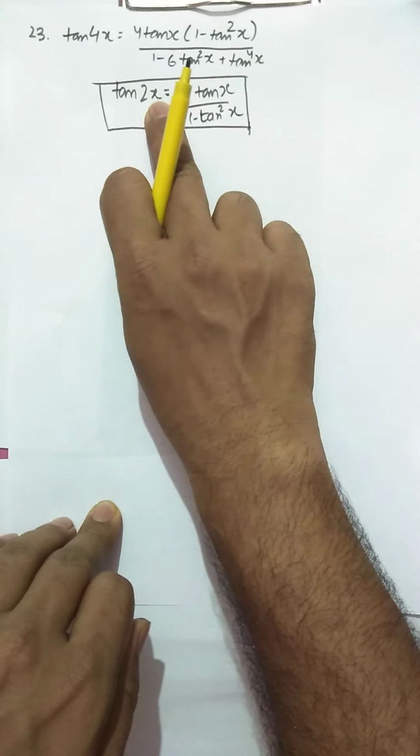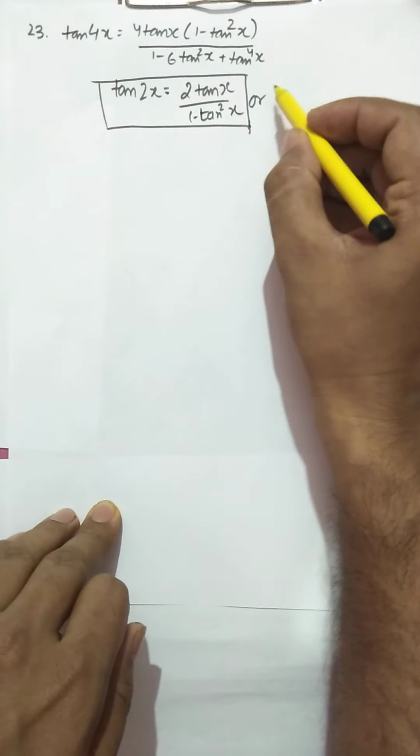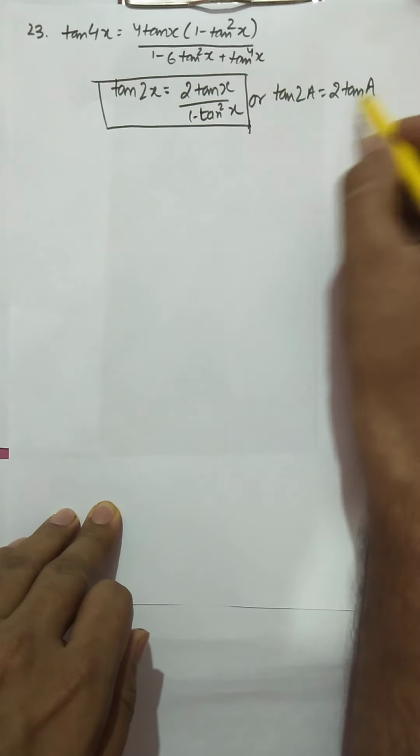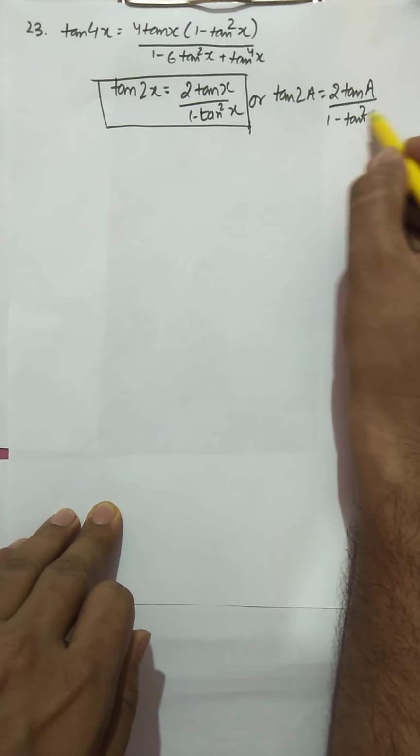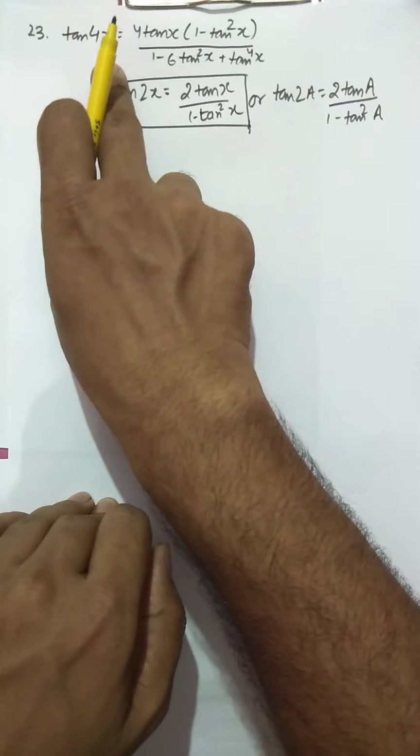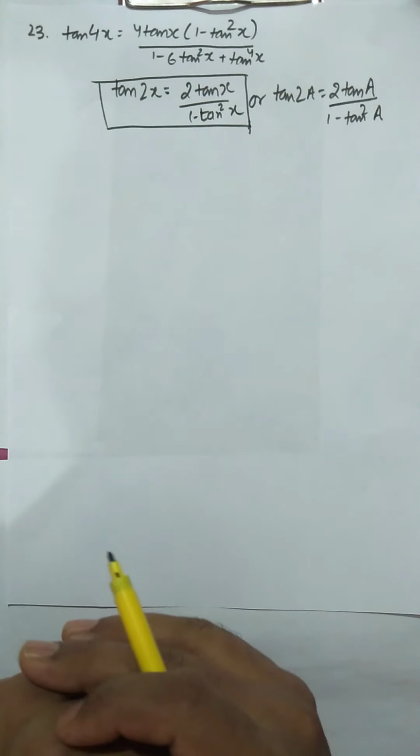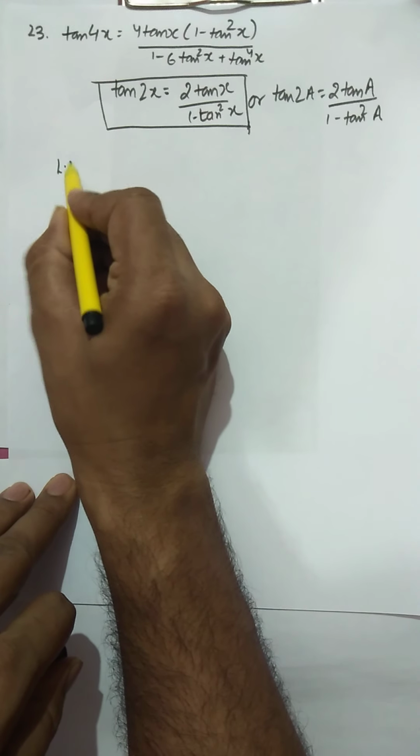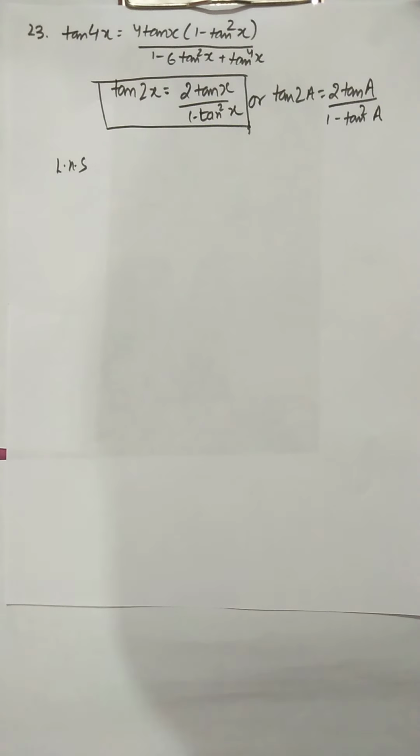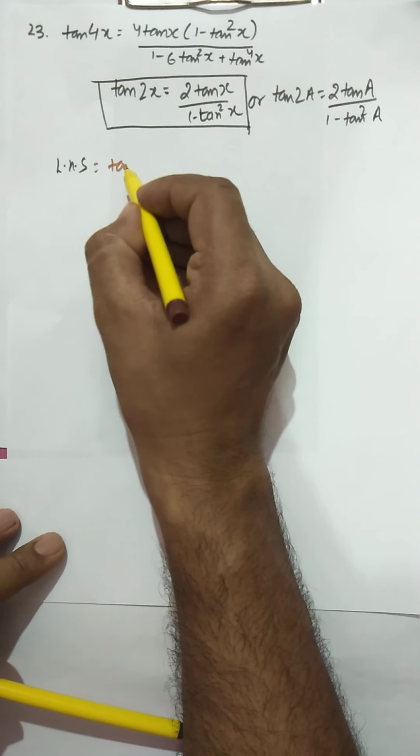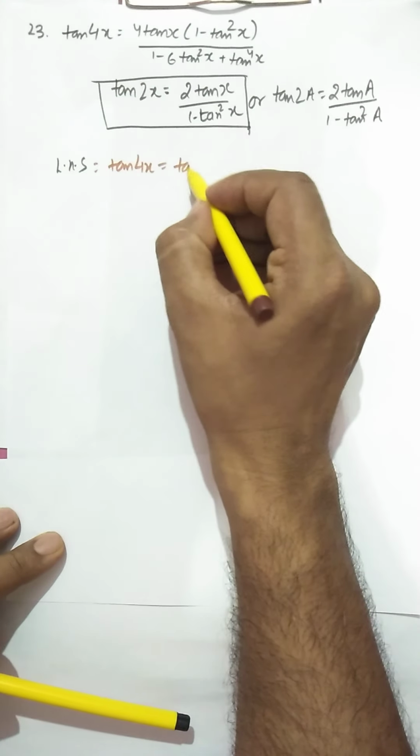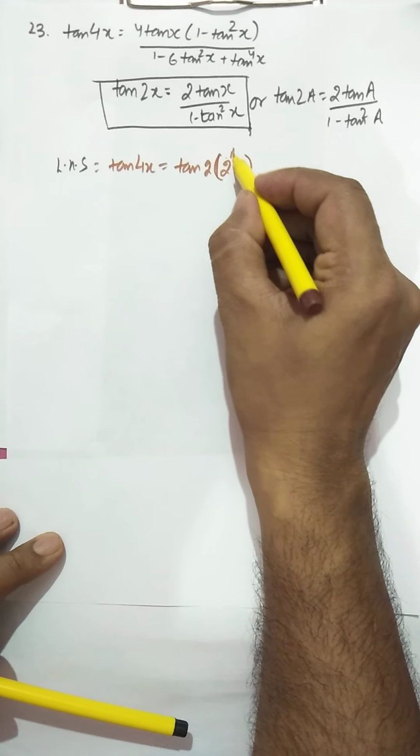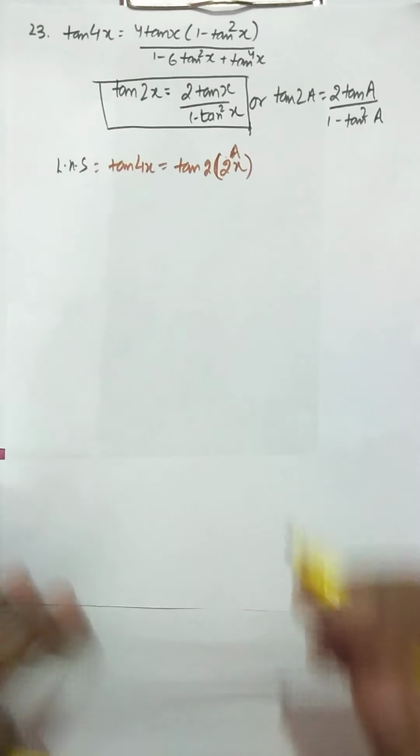In place of x you can say a also, so tan 2a is 2 tan a upon 1 minus tan square a. So I am using a because x is already used in this question number 23. So better you see this and try to understand that LHS is tan 4x, and it can be written as tan 2 into 2x. So this time you consider this as your a.